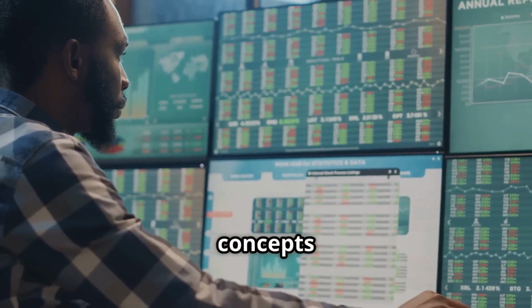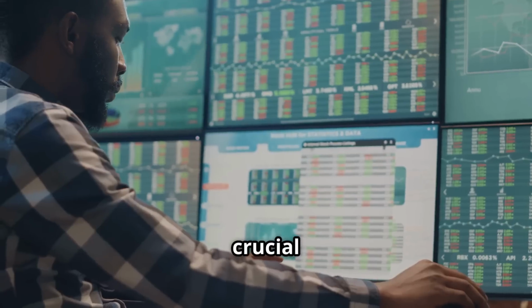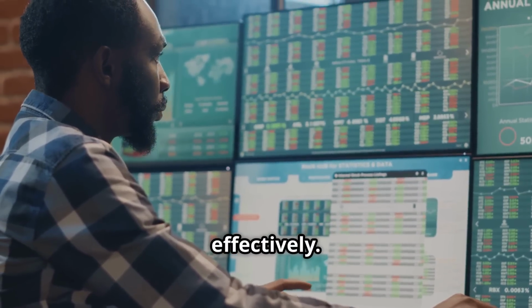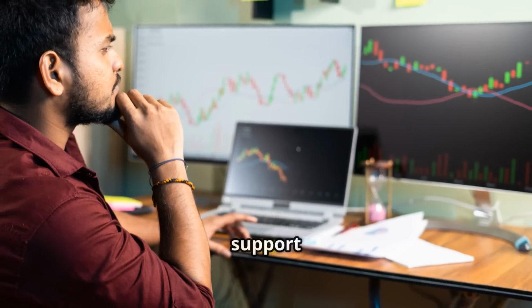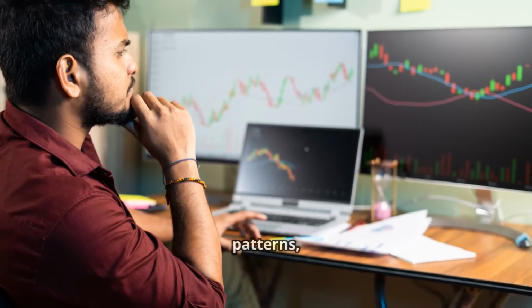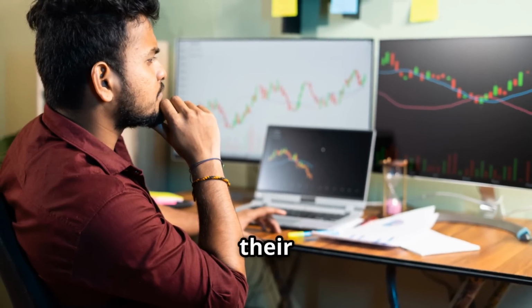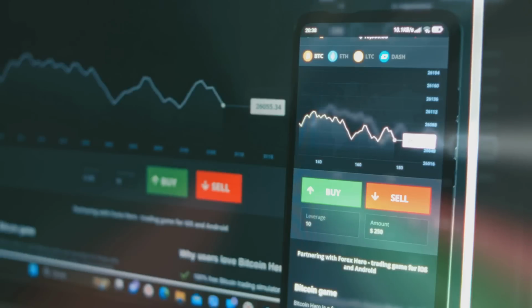Understanding these basic concepts of technical analysis is crucial for interpreting price charts and utilizing technical indicators effectively. By recognizing trends, support and resistance levels, and other chart patterns, traders can make more informed trading decisions and improve their odds of success in the market.